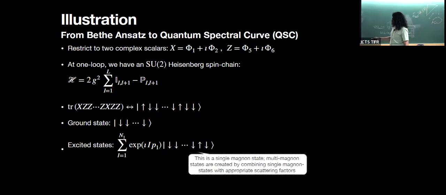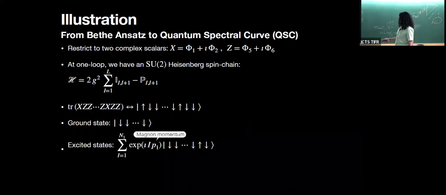So you flip up the ith spin, multiply by some factor e to the i p, and then you sum over all i's. You flip one spin up, multiply by this phase factor, flip the next spin up, multiply by the phase factor, and add all of them up. And this is actually a legitimate eigenstate of the Hamiltonian. Obviously, it's not an eigenstate for any value of p. It's an eigenstate for a particular value of p, which is called the magnon momentum. To find what the magnon momentum is, you plug this into the Schrodinger equation and solve for p.